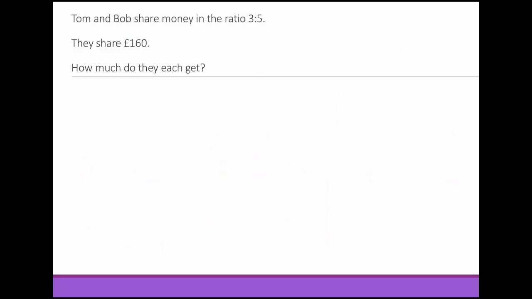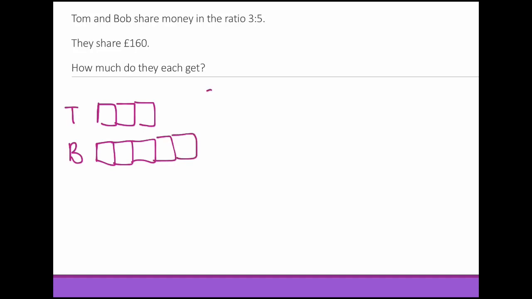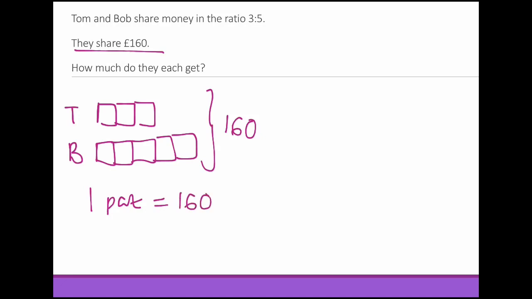So here's question 1 taking up a whole page. You just can carry on, hopefully on your piece of paper. And here I have Tom, I have Bob, and that's how they share 160. So if you remember, all of that's equal to 160. So 1 part is equal to 160 divided by 8, which equals 20.